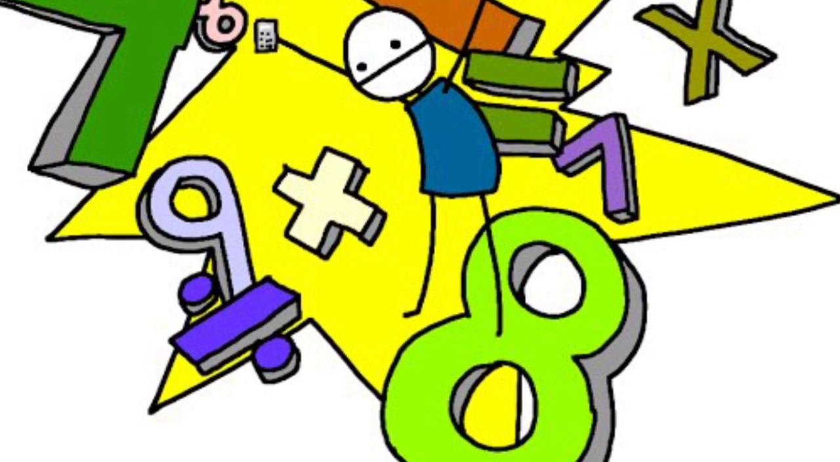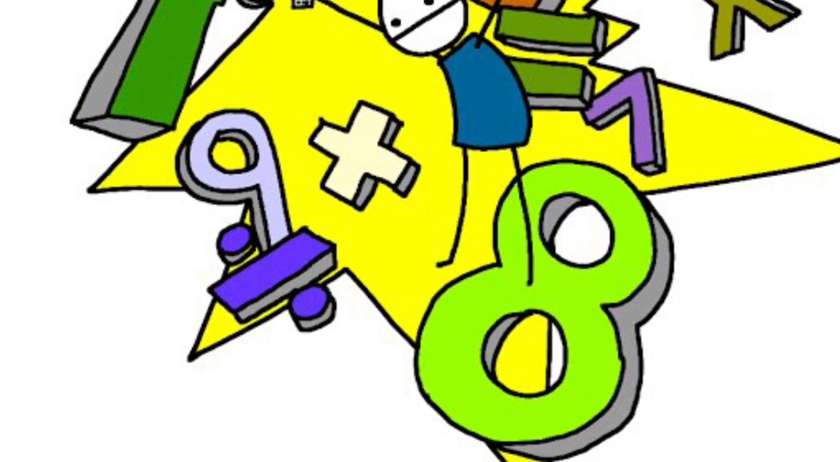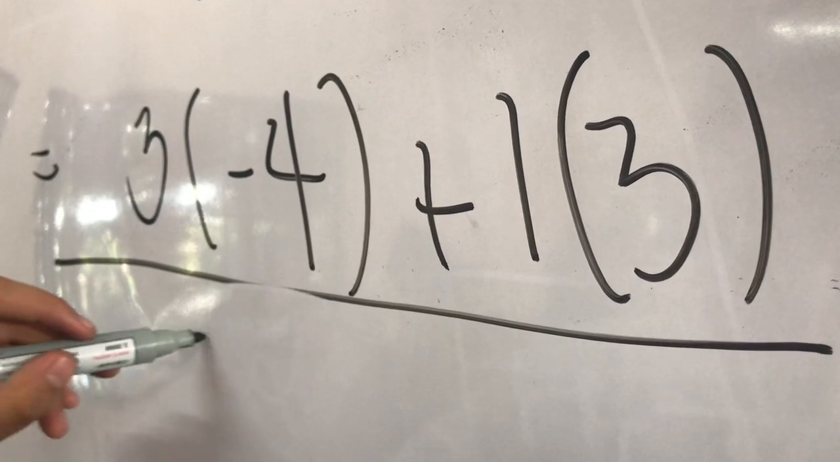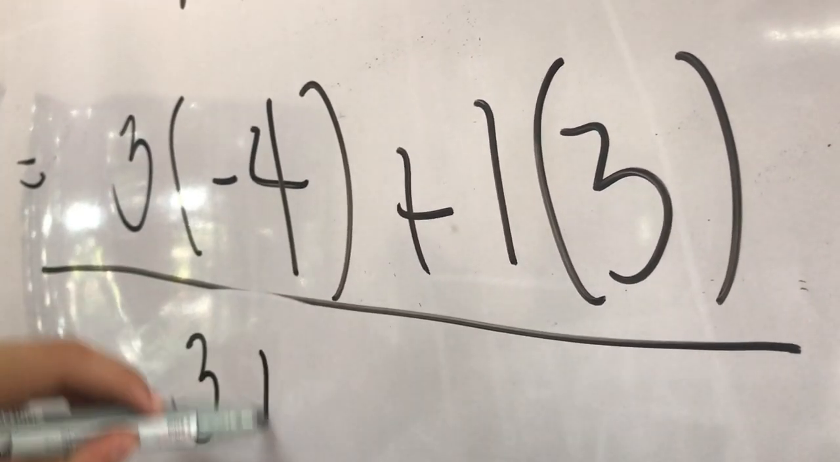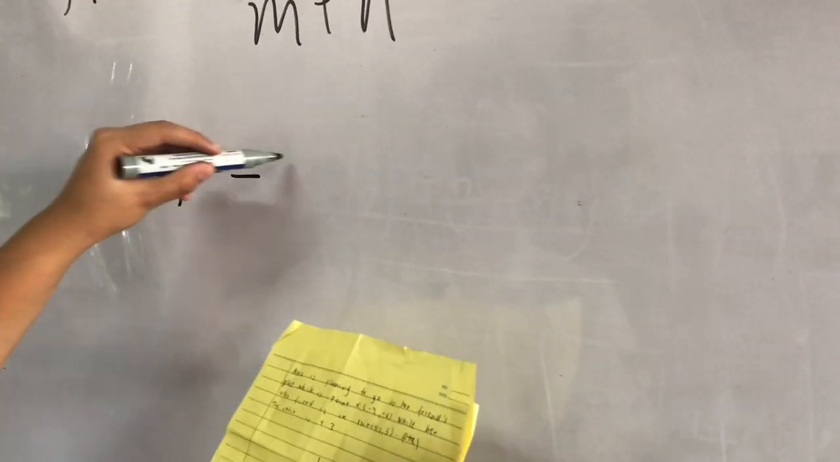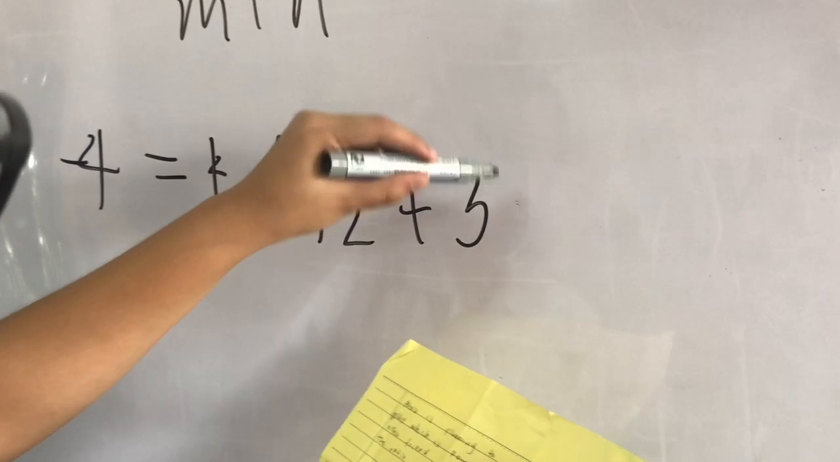If an instance your midpoint is given, you will eventually do this. Alexa is planning to go to her friend's place, which is point x, negative 3, negative 4, while her other friend is in point 2 and 3. The ratio is 4:3. You will substitute x sub p by negative 3 and y sub p by negative 4, m as 4 and n as 3, x sub 1 as 2 and y sub 1 as 3. You will see this as your solution.